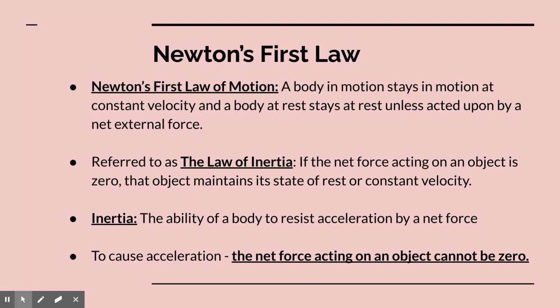And this we should have heard before somewhere, whether from a pharmaceutical commercial, or from school, or from anywhere. What that's describing is inertia. And so we'll call it the law of inertia. If the net force acting on an object is 0, the object maintains its state of rest or constant velocity, which is pretty much the same thing we've said now here for the 3rd time in a row. Now, what is inertia? Well, inertia is the ability of a body to resist acceleration by a net force.